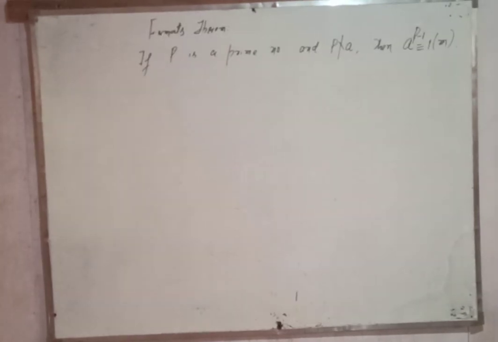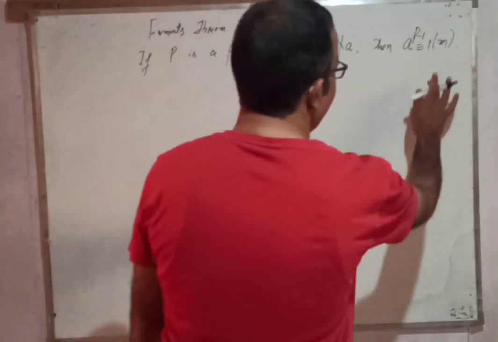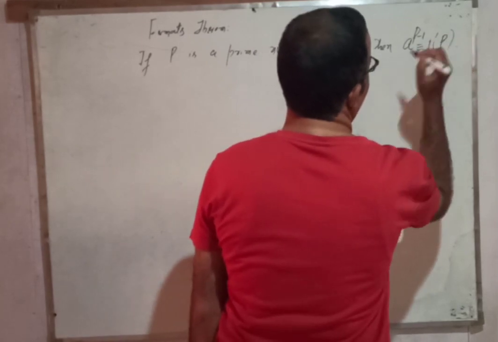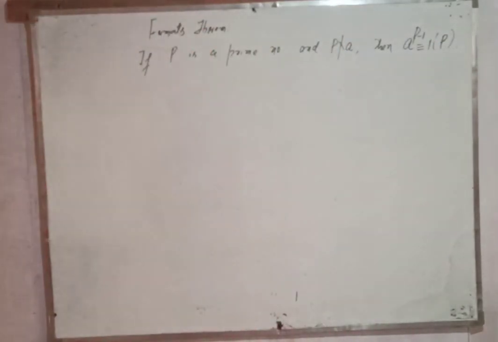Now we will see the converse of this very well-known theorem, Fermat's theorem. This theorem says if p is a prime number and p does not divide an integer a, then a power p minus 1 is always congruent to 1 modulo p. This is a well-known result. I want to see the converse of this.